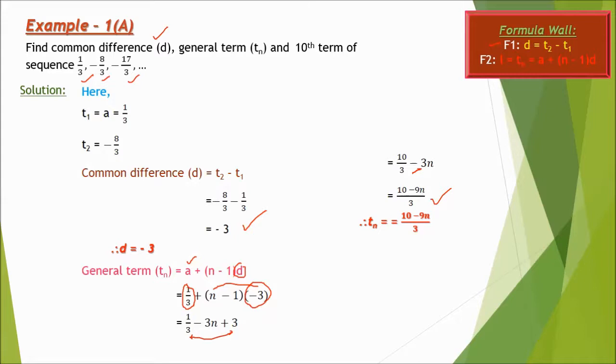Now always remember, the general term contains the variable n. So we don't substitute the value of n. If you substitute the value of n as 10, that will be a mistake. Now we have found the general term also. Now we need the 10th term.